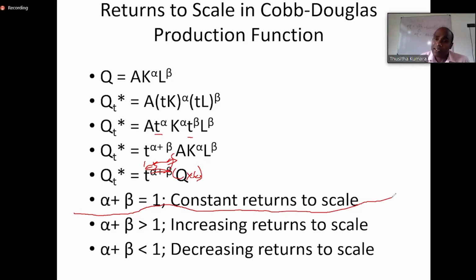If it is a Cobb-Douglas type of production function, easily we can say that alpha plus beta equal to 1 means we are getting constant returns to scale. Your output will be increased with the same proportion.